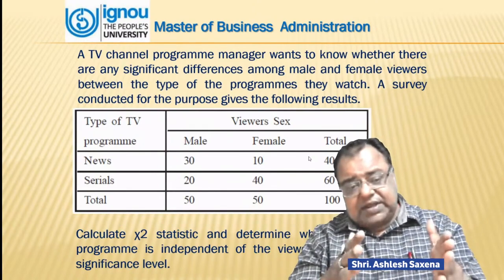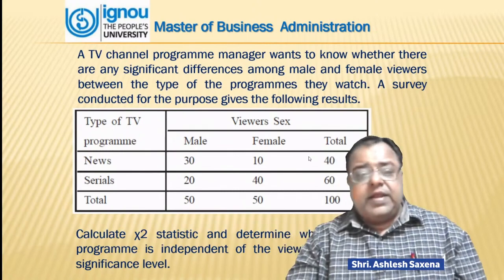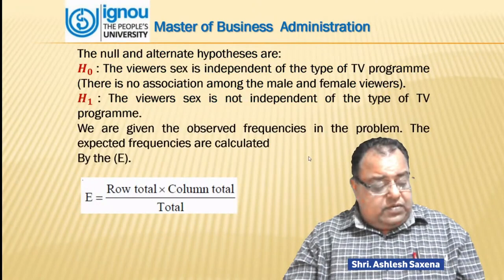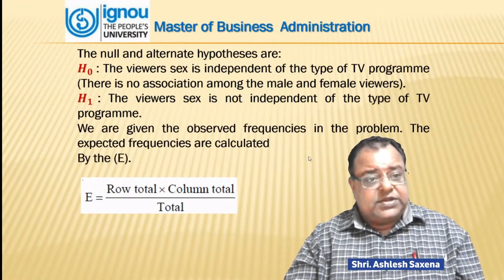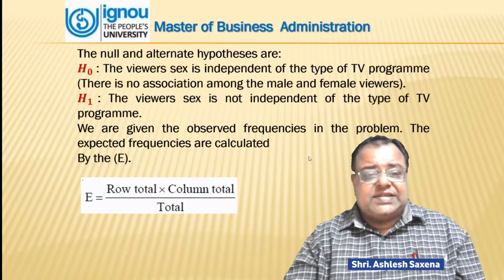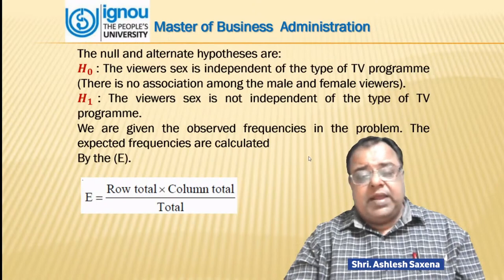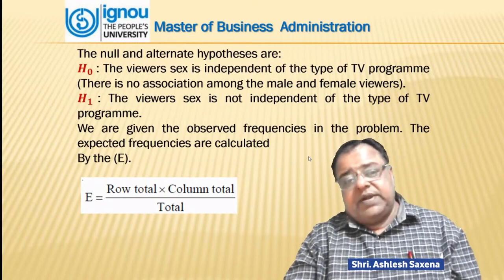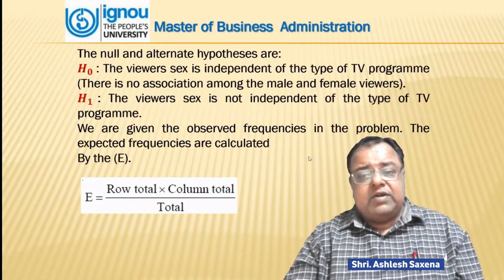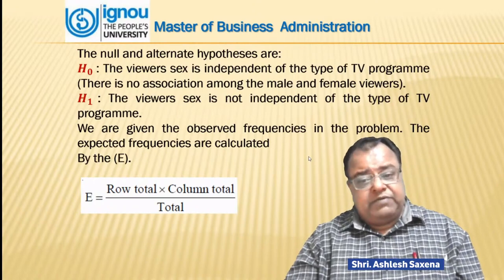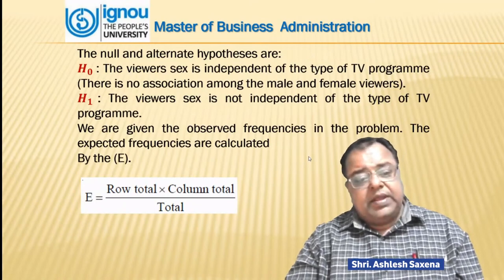Now, how is this information given in the problem transformed into the solution? First of all, we have to check the hypothesis. Suppose H0, the viewer's sex is independent of the type of TV program. There is no association among the male and female viewers. And H1, the viewer's sex is not independent of the type of TV program. In the problem, we are given the observed frequencies, and expected frequencies are calculated as row total into column total divided by the total.